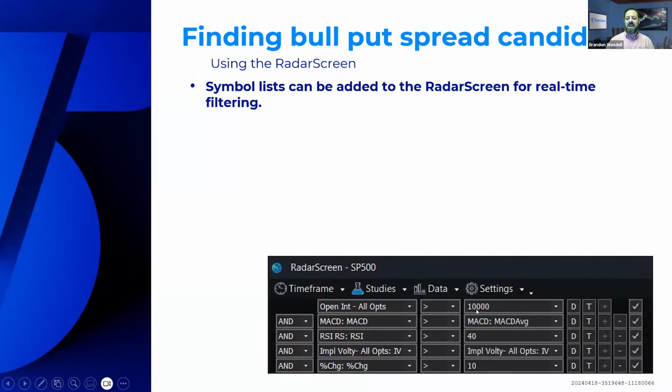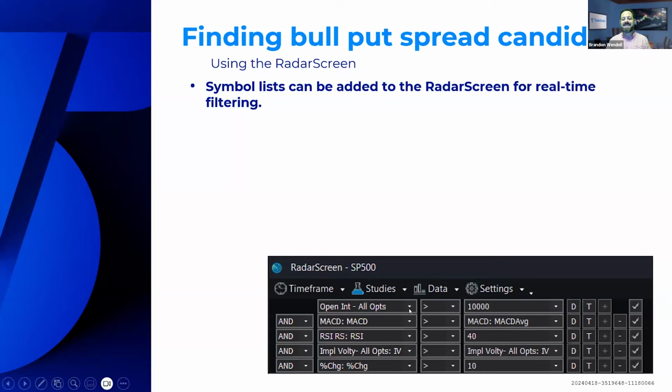Well, we've got options that are liquid. So we want open interest on the options above 10,000. You don't want to be the only person trading the option. If you are, the spread, or the difference between bid and ask, will probably be too large. So you want liquid options, at least 10,000 in open interest. That means somebody else is trading it and it's a good opportunity.